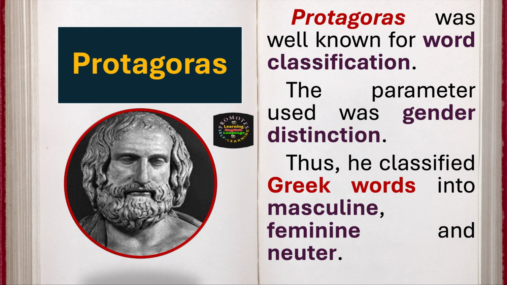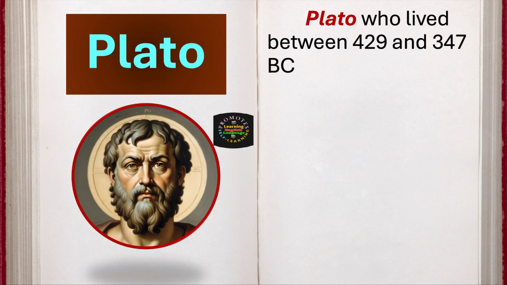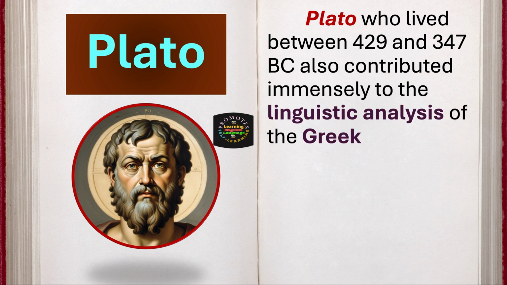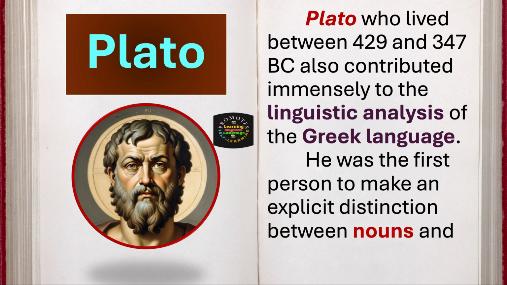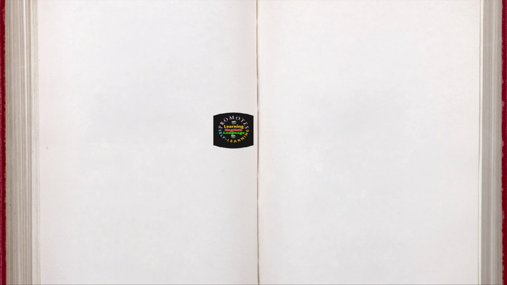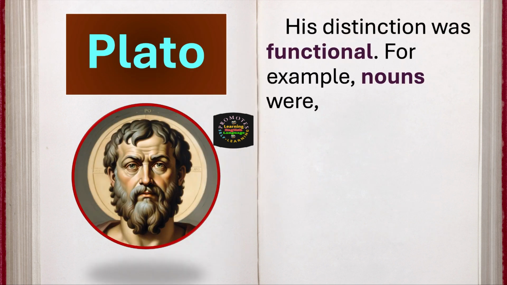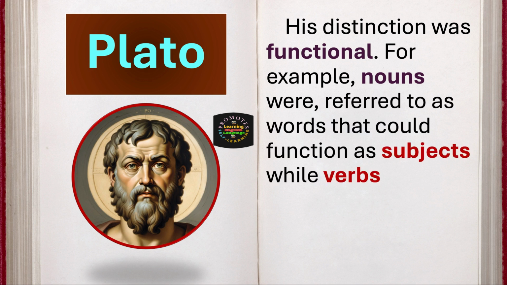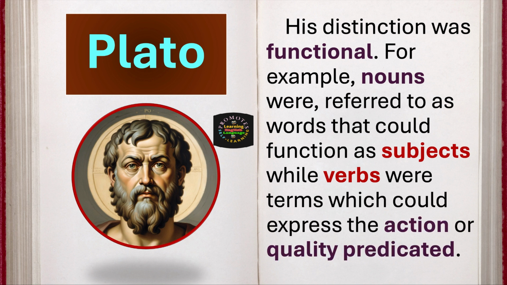We move on to the next Greek philosopher, and he is Plato. Plato, who lived between 429 and 347 BC, also contributed immensely to the linguistic analysis of the Greek language. He was the first person to make an explicit distinction between nouns and verbs. We continue to know more about him, Plato. His distinction was functional. For example, nouns were referred to as words that could function as subjects, while verbs were terms which could express the action or quality predicated.